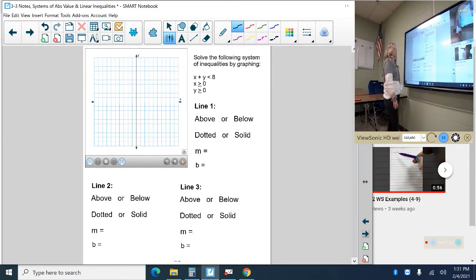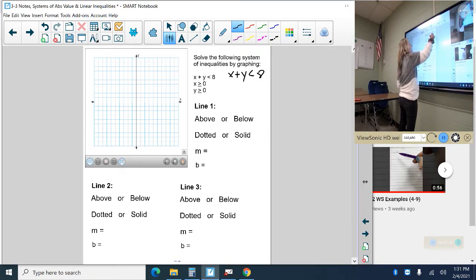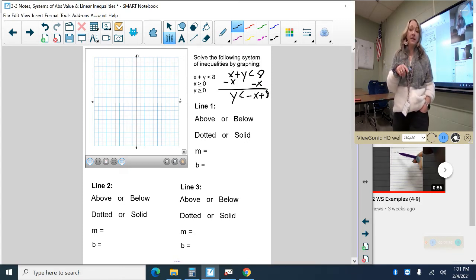Let's graph another one. So x plus y is less than 8. Now, line 1 for the system of inequalities is a little tricky because it's not in slope-intercept form. So we have to go ahead and change or manipulate that inequality so that it's in slope-intercept form. So let's do some algebra. So I have x plus y is less than 8. I'm going to subtract x, so I have y is less than negative x plus 8. And that's line 1.